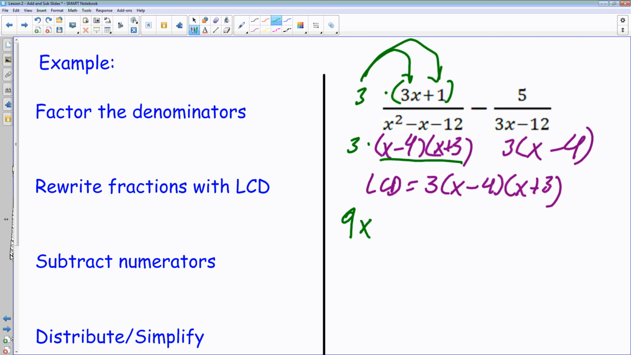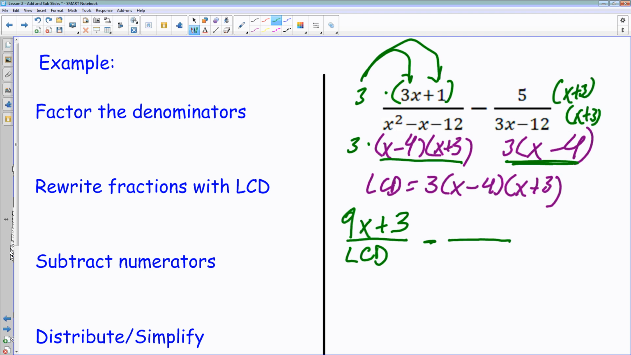So I've got 9x plus 3 in my numerator all over my LCD. Sometimes I get a little lazy and just write LCD. So for my second fraction, notice we're missing the x plus 3. So that's what we have to multiply by in our numerator and denominator. Again, distribute. So we're going to have 5x plus 15 over the LCD.